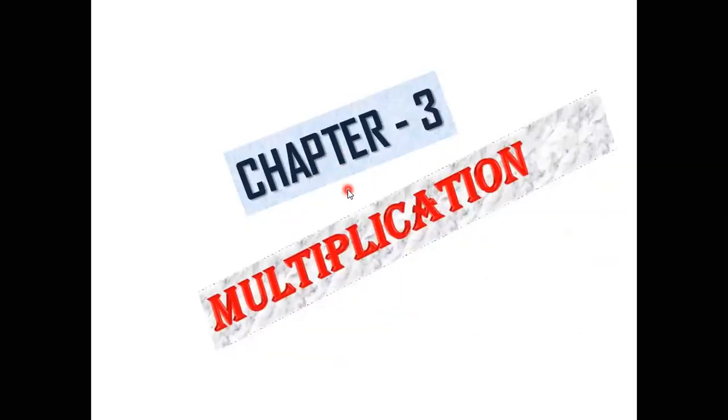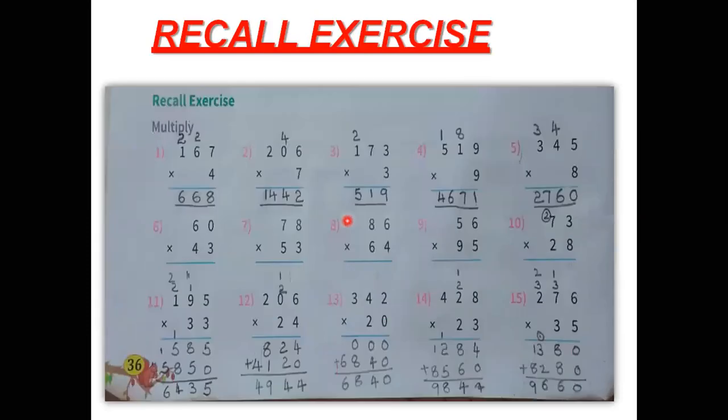So chapter 3, multiplication. We are going to learn about multiplication in this chapter. As earlier you have learned multiplication by one digit, or two digits by two digits, or three digits by one digit. So this is the recall exercise as we have learned in previous classes. Just after the recall exercise we can learn many more things.